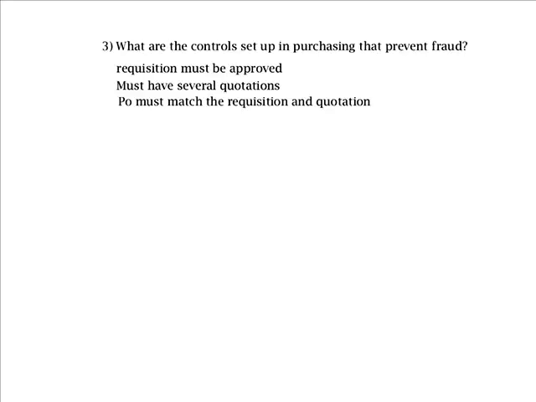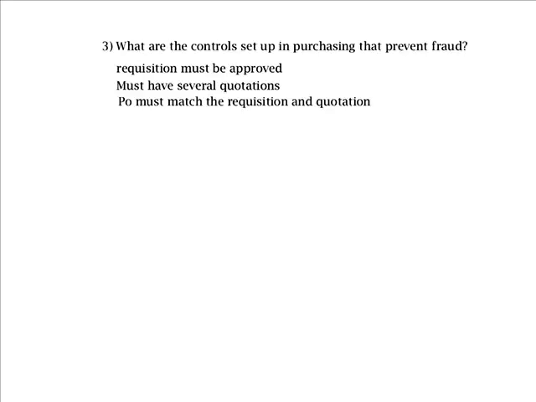Another thing, we reject quotations and we accept some. The price on the PO must be the same price as on the accepted quotation. It cannot be above that price. Are you all following? Yeah. Okay, so if the requisition that got approved is for a Mac, your PO must have the Mac on it. If the quotation that you approved has the price of $1,200, then the PO must have that same price.